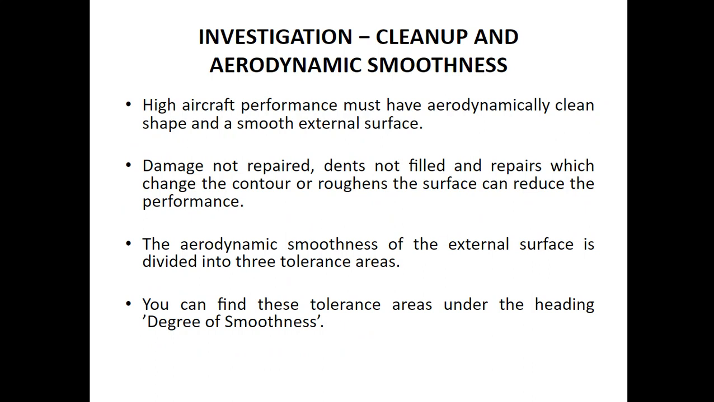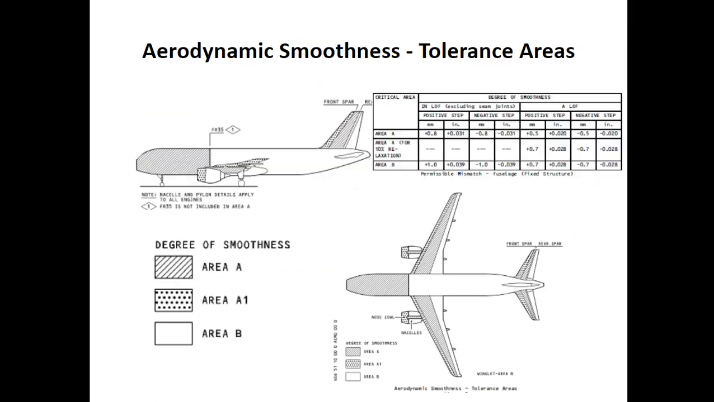The aerodynamic smoothness of the external surfaces is divided into 3 tolerance areas. You can find this in the aircraft structure repair manual. This is an example. Look at area A, area A1, area B, and it gives you the tolerance, the degree of smoothness required. Everything is available in the aircraft structure repair manual.